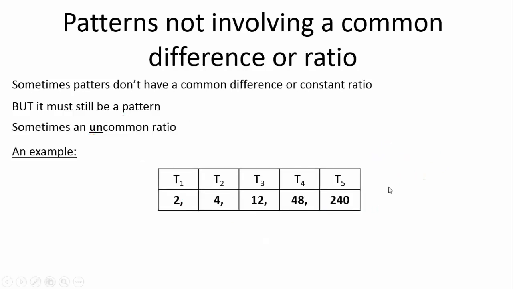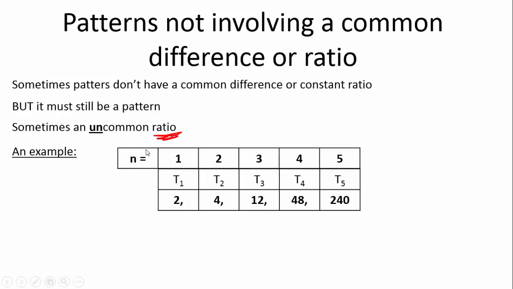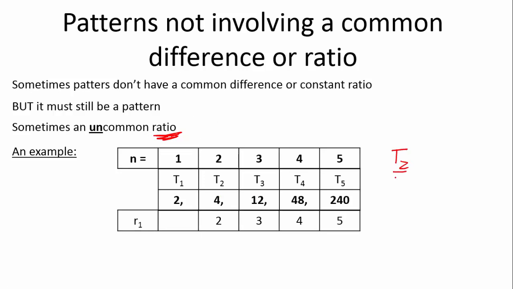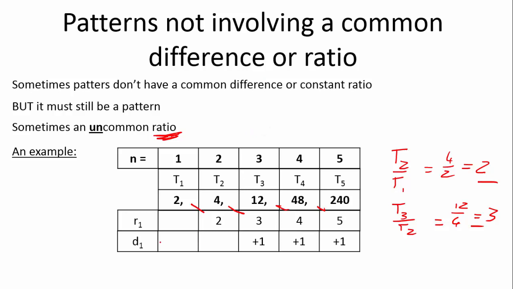Let's look at another example. We have T1 is 2, T2 is 4, T3 is 12, T4 is 48, and T5 is 240. Now sometimes there's an uncommon ratio, right? Remember N1 to N5? Now the ratio is T2 over T1, and that is equal to 4 over 2, and that is 2. Then we look at the next ratio, which is T3 over T2, and that is equal to 12 over 4, and that is equal to 3. Oh, so our ratios are not constant. It looks like every time we add a difference of plus 1 to our ratio. So this is an example of an uncommon ratio.